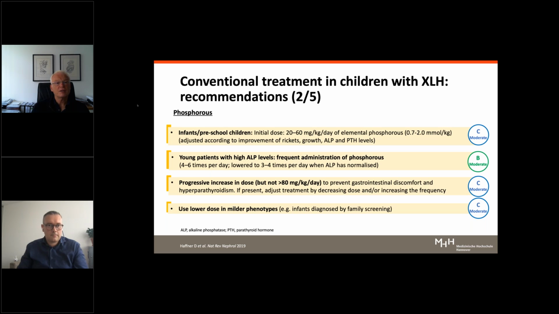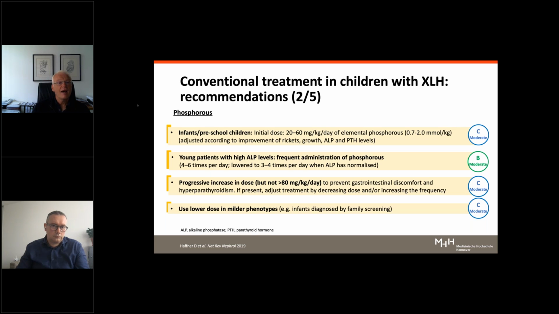And the dosage is adjusted to improve rickets, growth, to normalize alkaline phosphatase, and to keep PTH levels in the normal range. That's why you always combine the treatment with phosphate together with active vitamin D. It's not a goal to normalize serum phosphate levels because the renal phosphate leakage is still present.